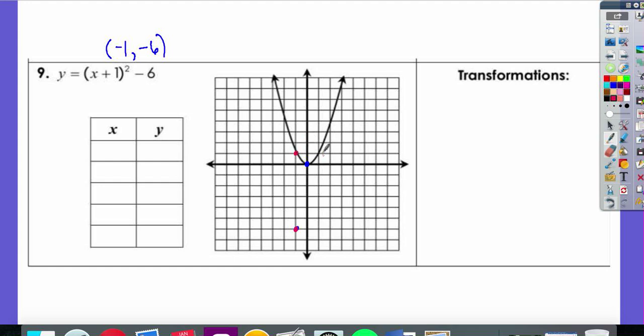If I use these 2 ordered pairs, and it looks like these are meant to be 2 clean ordered pairs, this particular point would need to go back 1 and down 6. So back 1, down 1, 2, 3, 4, 5, 6. This one goes back 1, down 6. This one goes back 1, down 6. And this one goes back 1, down 6. So our new parabola is going to be down here.